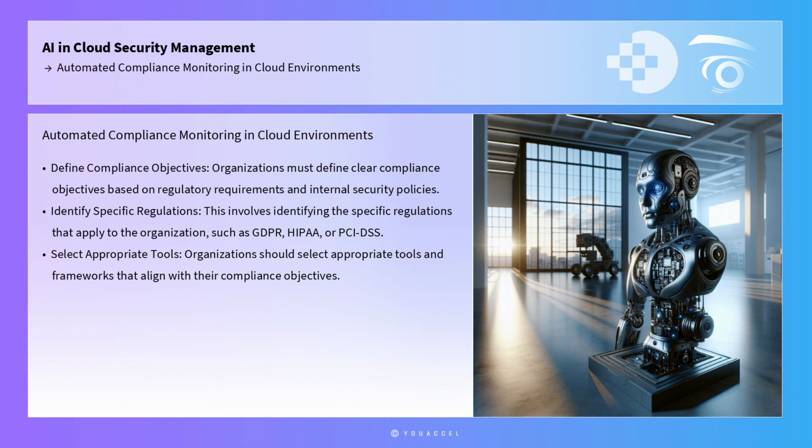Implementing automated compliance monitoring in cloud environments involves several key steps. First, organizations must define clear compliance objectives based on regulatory requirements and internal security policies. This involves identifying the specific regulations that apply to the organization, such as GDPR, HIPAA, or PCI DSS, and determining the controls necessary to meet these requirements. Next, organizations should select appropriate tools and frameworks that align with their compliance objectives. This includes evaluating cloud-native solutions, third-party tools, and industry frameworks to determine the best fit for their specific needs.